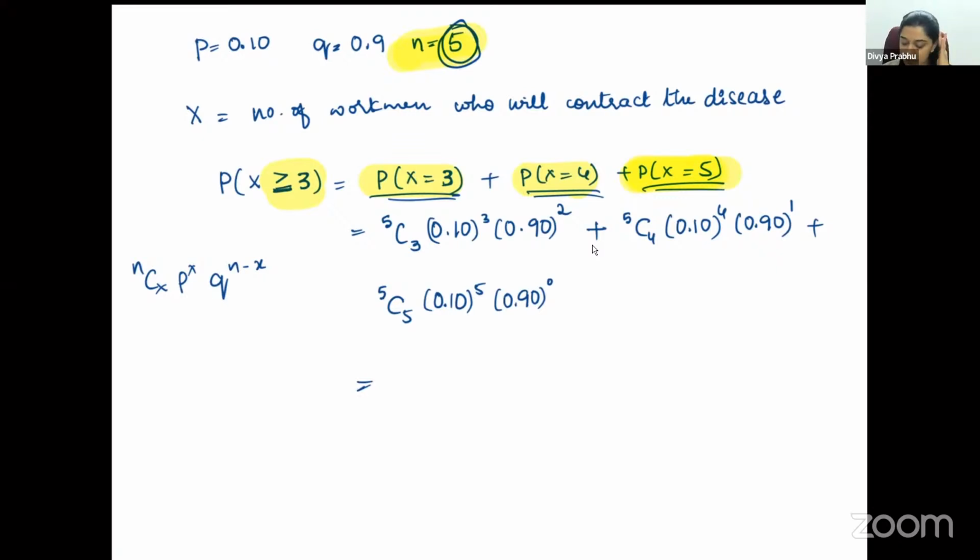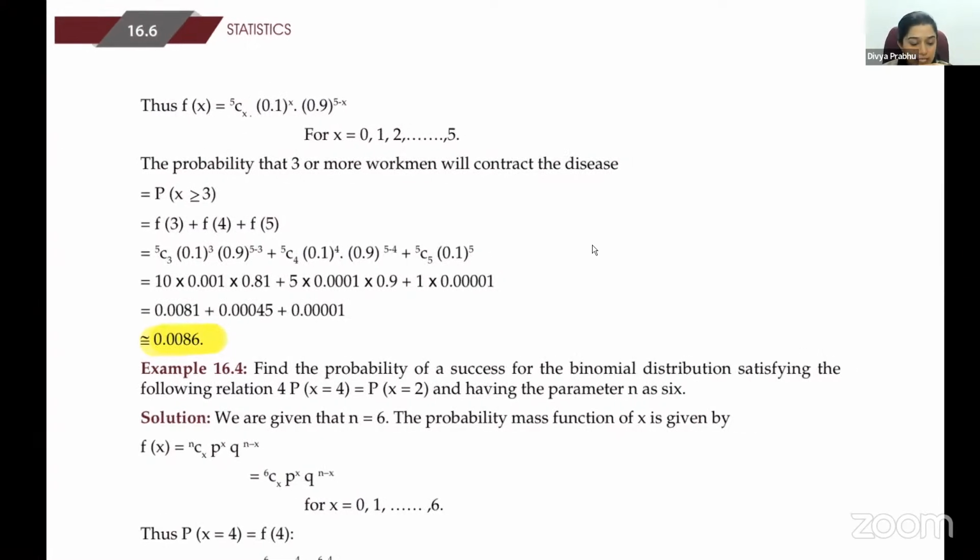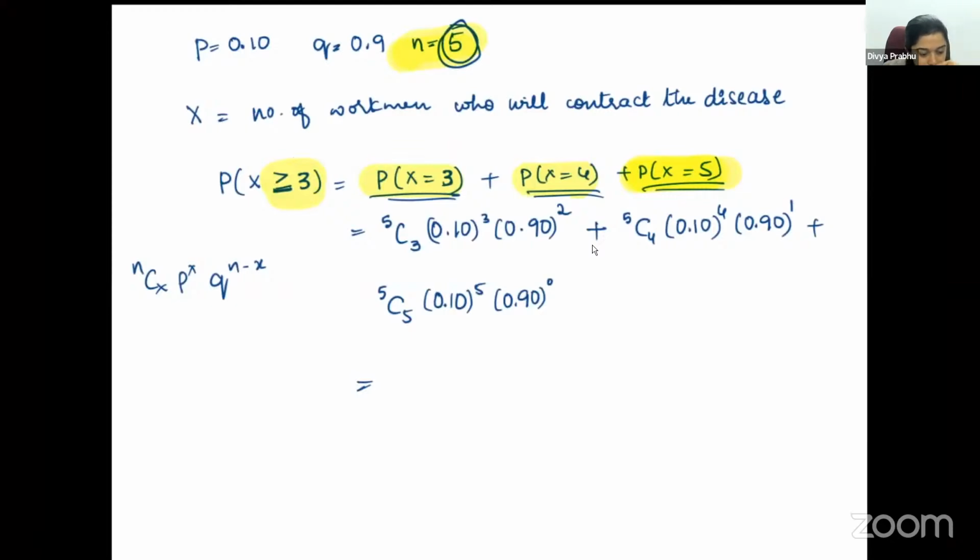What is the answer, guys? 0.00856. Very good. It is 0.00856, which is approximately equal to 0.0086. Yes, good Vivek, good Vaishnavi. Yes, Disha, 0.00855. Very good.